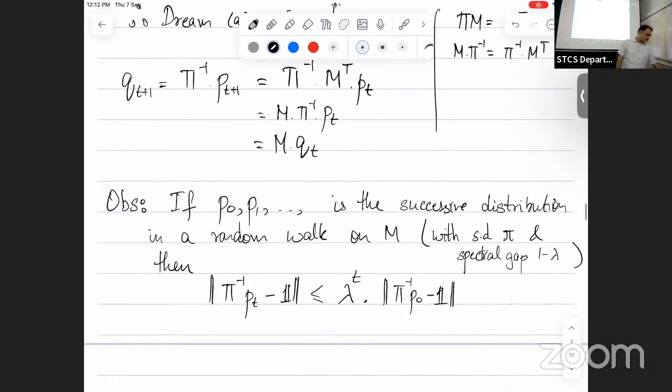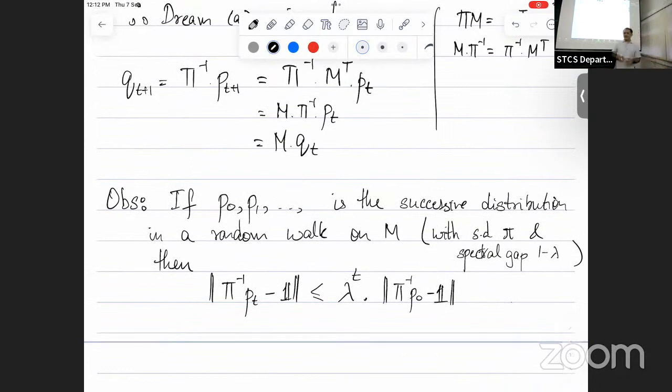Okay, so this is what we have here. But once again, we already saw that this was at least as large as the total variation distance of the probability distribution Pt with the distribution pi. Now, eventually, I would like to relate this to the total variation distance of P0 and pi.